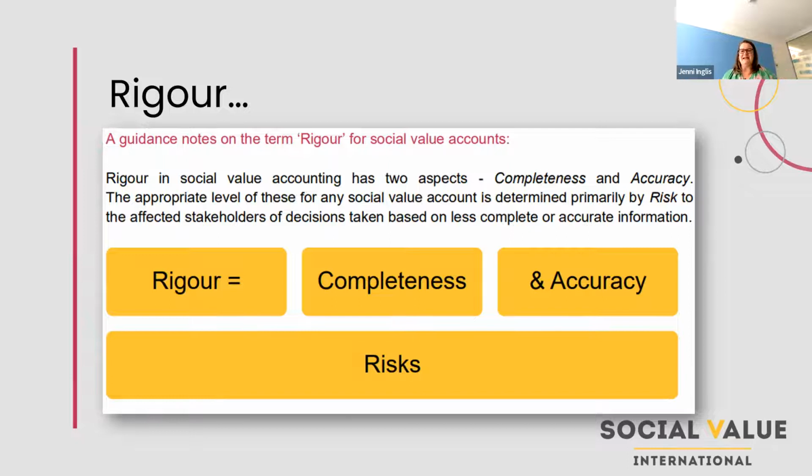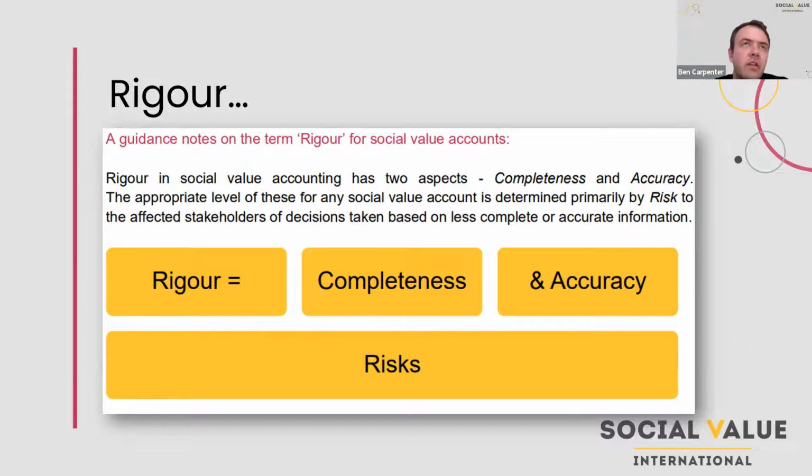So I think this is the basis of the decision, is to say how complete, how accurate do we need this information to be for the sake of the decision that we're going to take, and that's based on how a stakeholder would be affected. So what's the risk that they're taking on this?